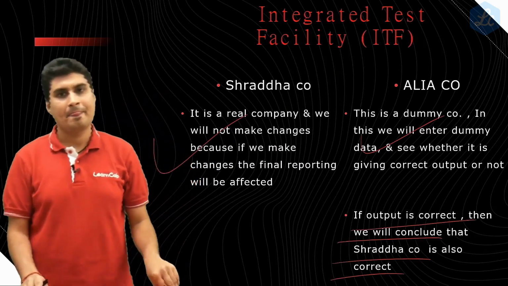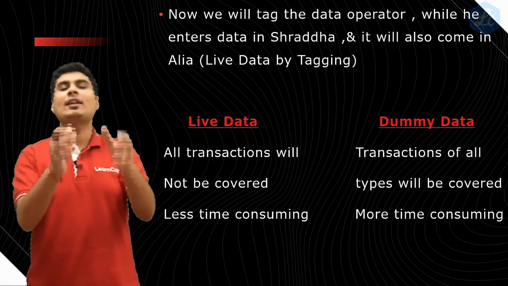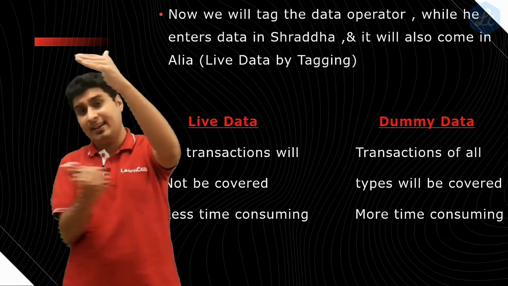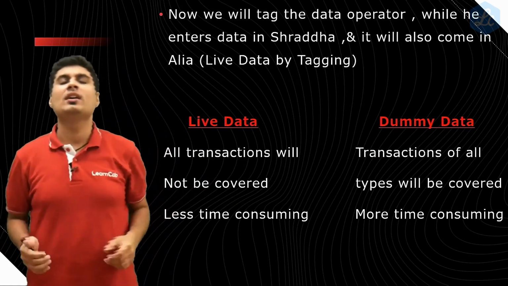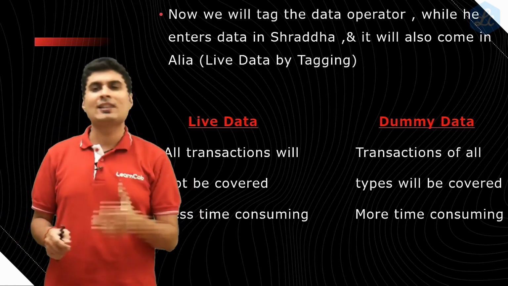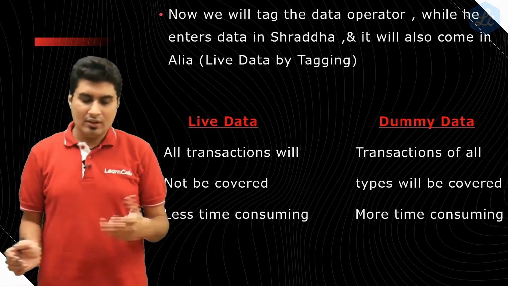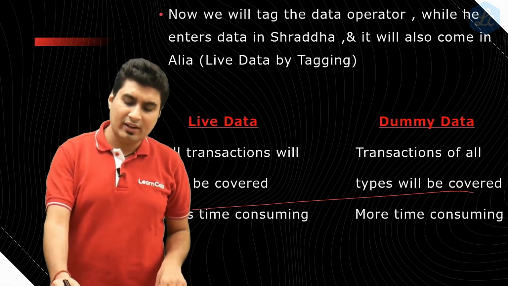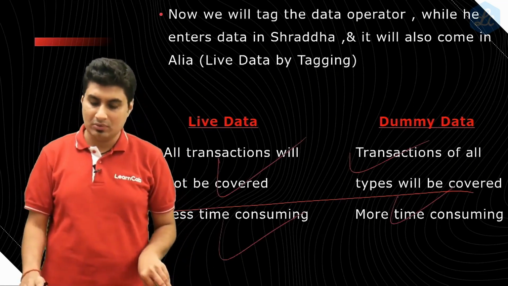Are you clear? We can also test by live data by tagging. In live data by tagging, if we tag the operator, as soon as we make an entry in the original company, the second effect goes to the dummy. Original, dummy. In the end, collect all the results to see whether controls are working as per our expectation or not. Are you clear? Very simple. In live, which one has more variety? Of course, more variety would be covered in dummy since we are creating it, but it is more time consuming also. Live: less variety, less time consuming.